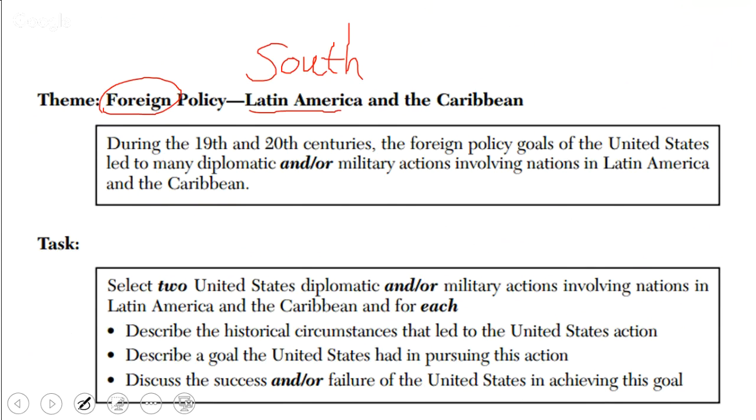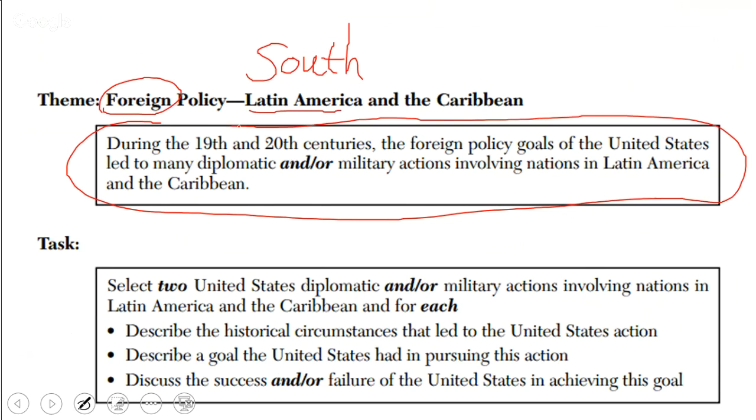Now we always put this information in the box as your introduction, right? But remember, you cannot just copy word by word. You always paraphrase. So let's see what it requires you to do. During the 19th and 20th centuries, the foreign policy goals of the United States led to many diplomatic and/or military actions involving nations in Latin America and the Caribbean.